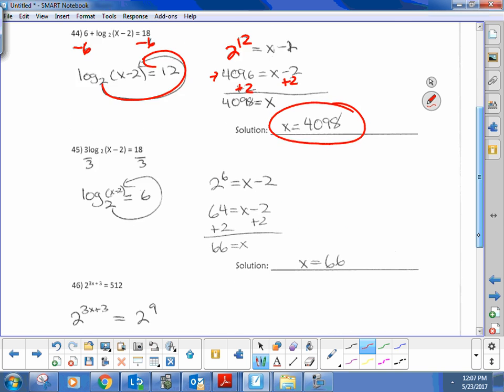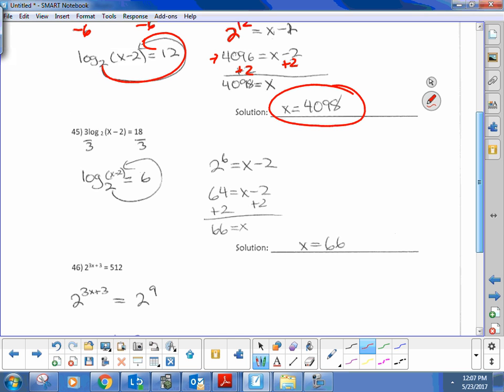With question 45, instead of subtracting, that's a multiply. So as soon as you see divide by 3, divide by 3. Now I isolate my log, and now I can log loop. New solution is going to be 2 to the 6. The same thing as before. Love the fact that we come up with x equal to 66.